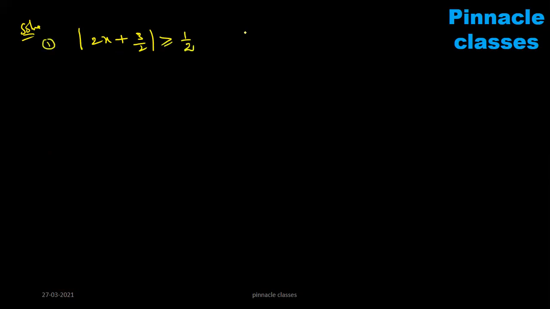Question number 1, question number 2. These are the DPP questions. Has anyone practiced these questions? 1 minus y less than or equal to 3 by 2. 3.